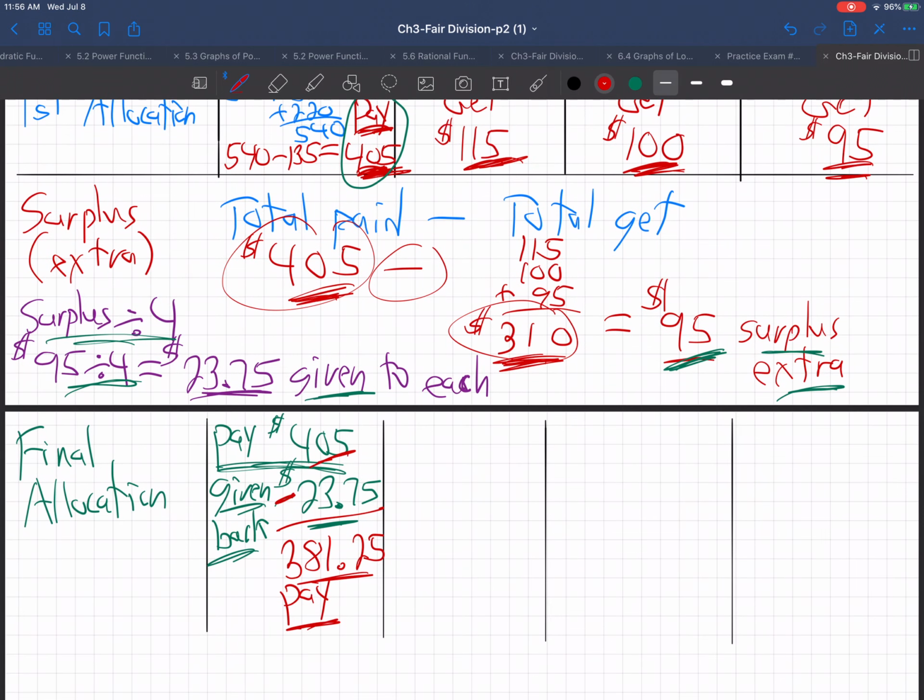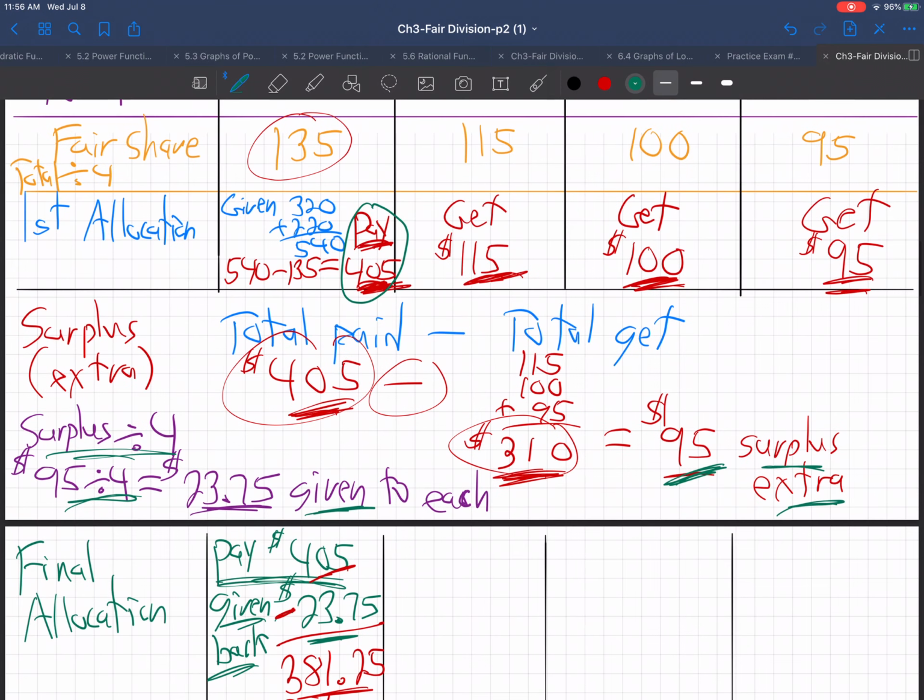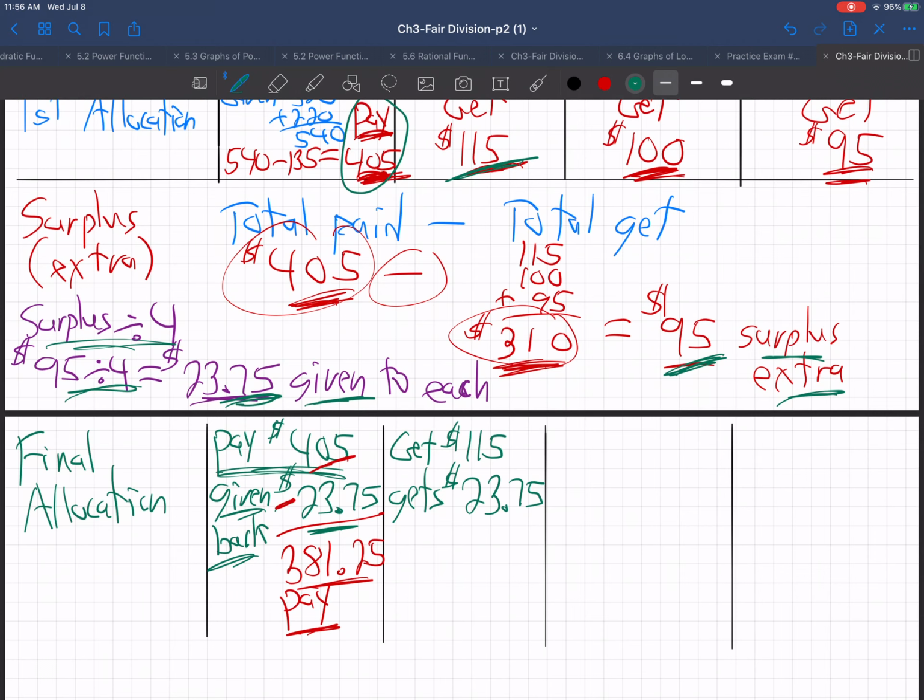What about for B, C, and D? For them, we take the first allocation number right there. He gets 115, and then also gets another 23.75 because everybody gets 23.75 back from the surplus. So we'll just add those together. That's going to be 138.75. That's the total amount of money he gets.